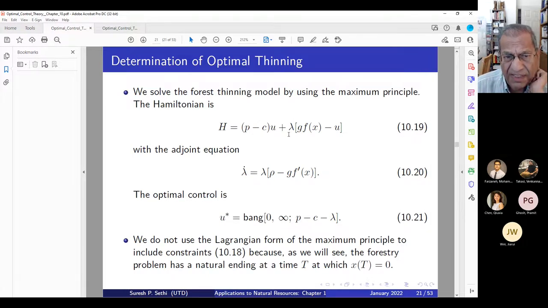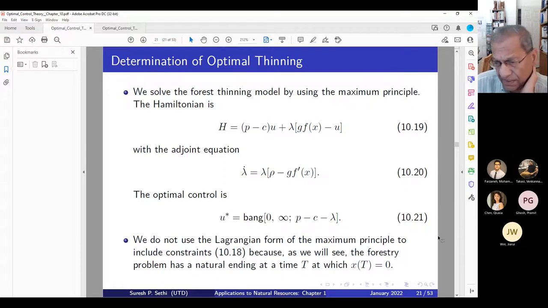This model also has some other interesting stuff that I will keep telling you as I go along. Lambda dot is given by the derivative of the Hamiltonian with respect to X. Optimal control is bang-bang because it's linear in U, and this will be an impulse control. This will be zero if you don't do anything, and this is your switching function.